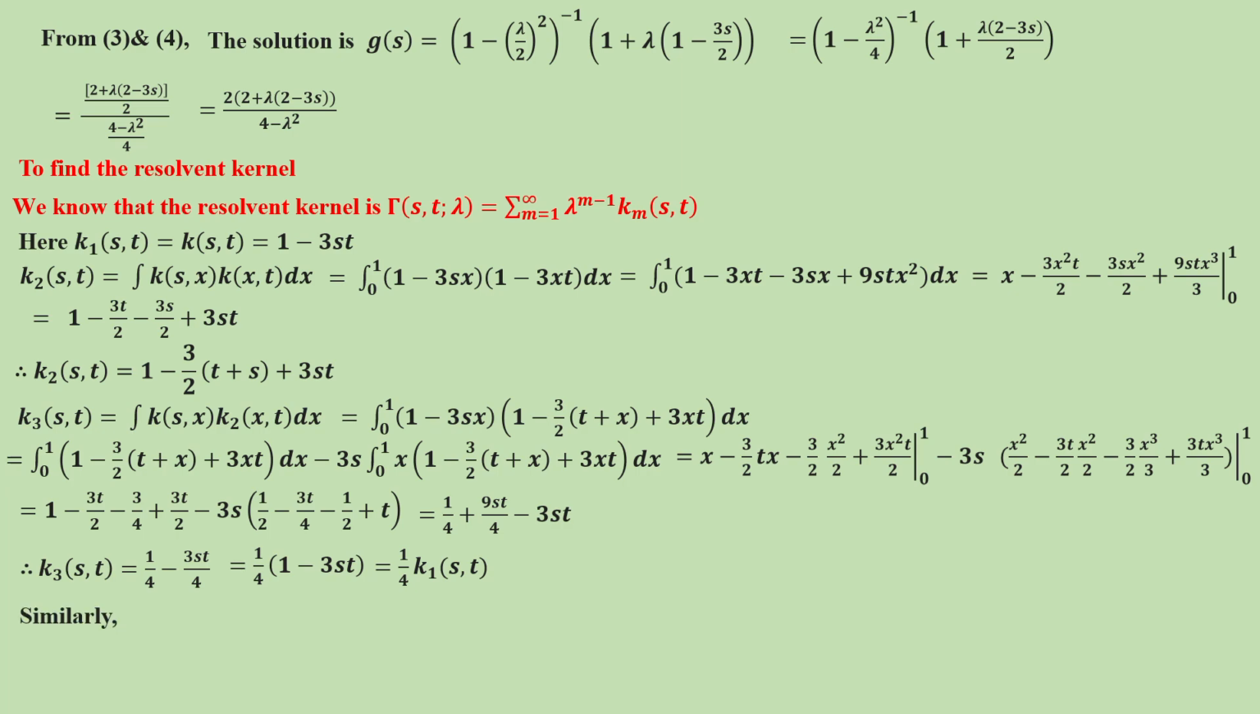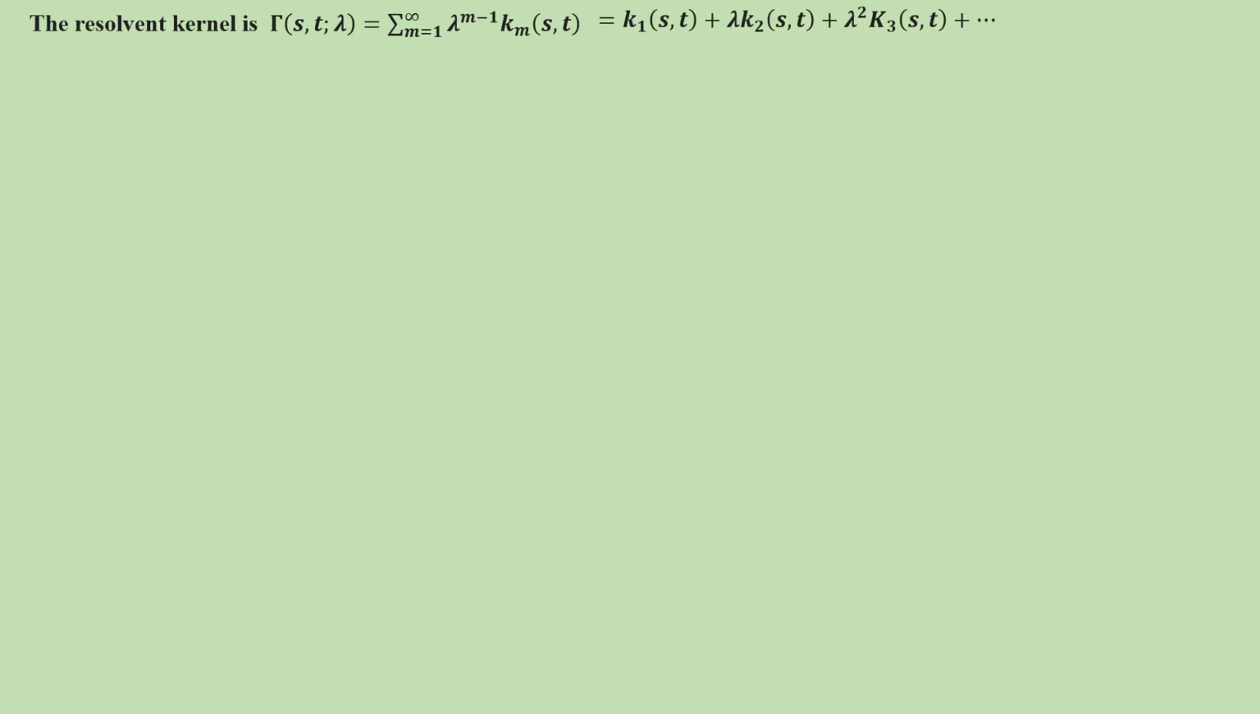So proceeding like this, k4 of s,t is equal to 1 by 4 of k2 of s,t, etc. In general, kn of s,t is equal to 1 by 4 of k(n minus 2) of s,t, right? k4 is k2, right? k3 is k1. So the difference is 2, that is why n minus 2. So the resolvent kernel is, so substituting the values, right? The summation m equals 1 to infinity of lambda power m minus 1 km of s comma t.